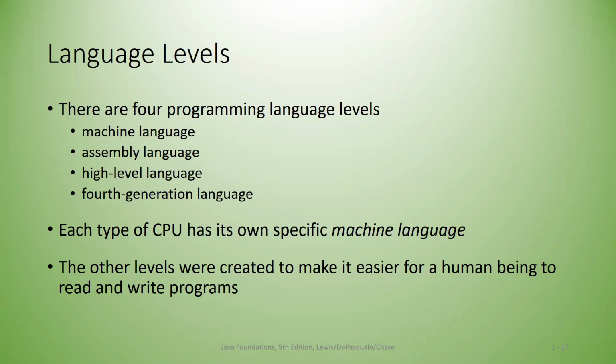Okay. Language levels. There are 4 language levels. Machine language is zeros and ones. We call that binary. Bi, as you know, means 2, right? Binary means it has only 2 digits, 0 and 1. Okay, so that is machine language. Assembly language is a little bit above machine language, but it's still very native to the machine. It uses mnemonics. That means little terms to represent the binary digits.